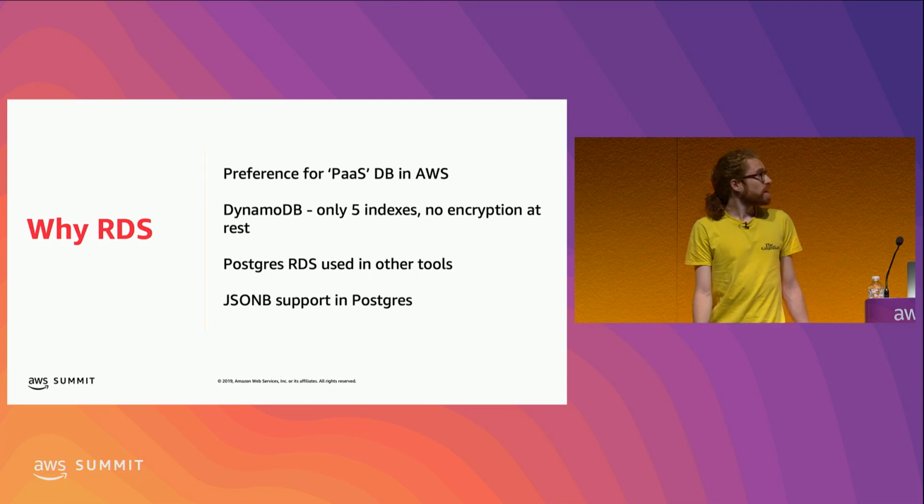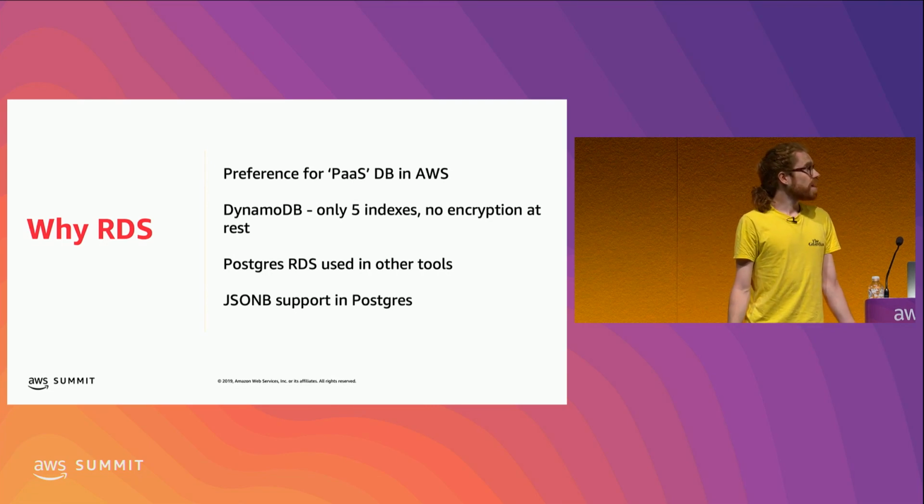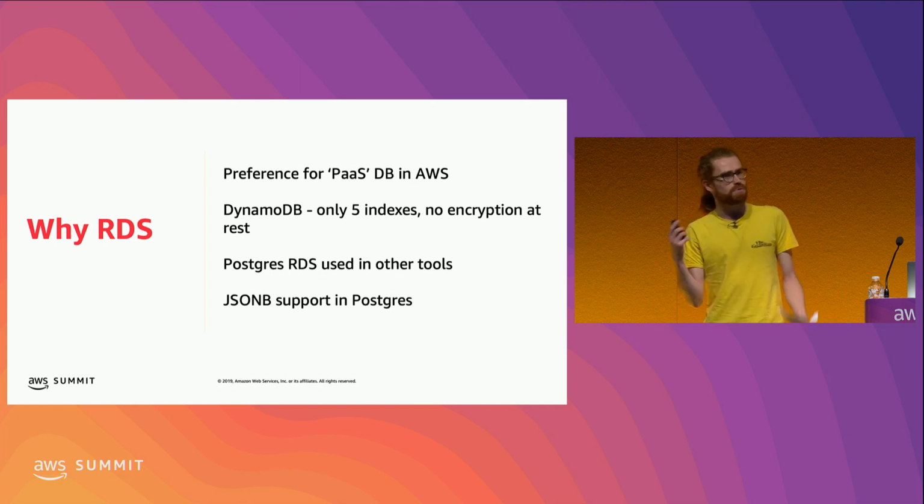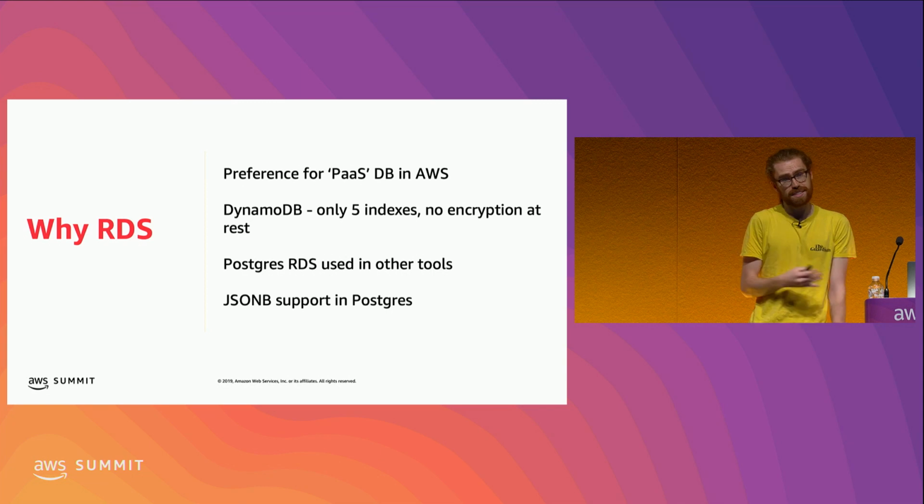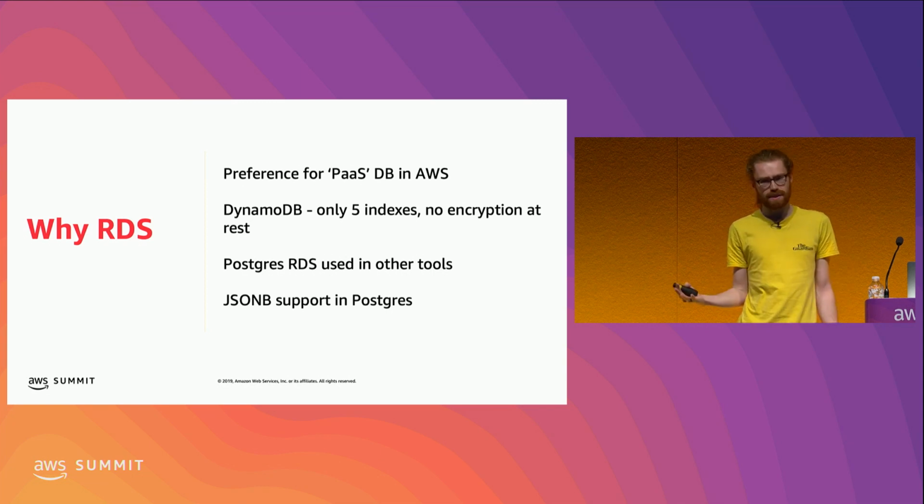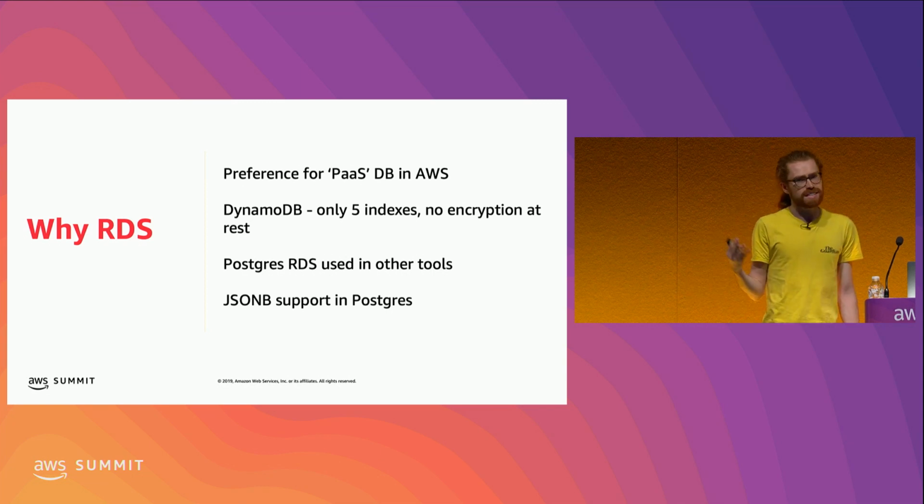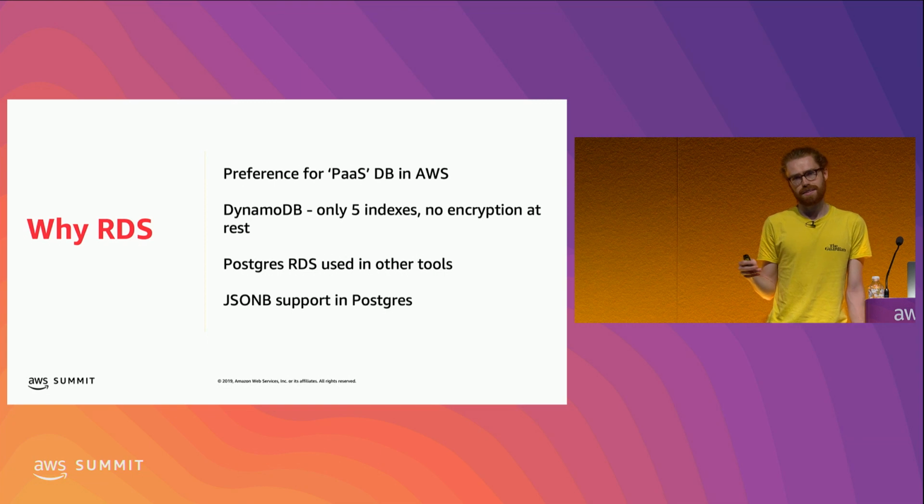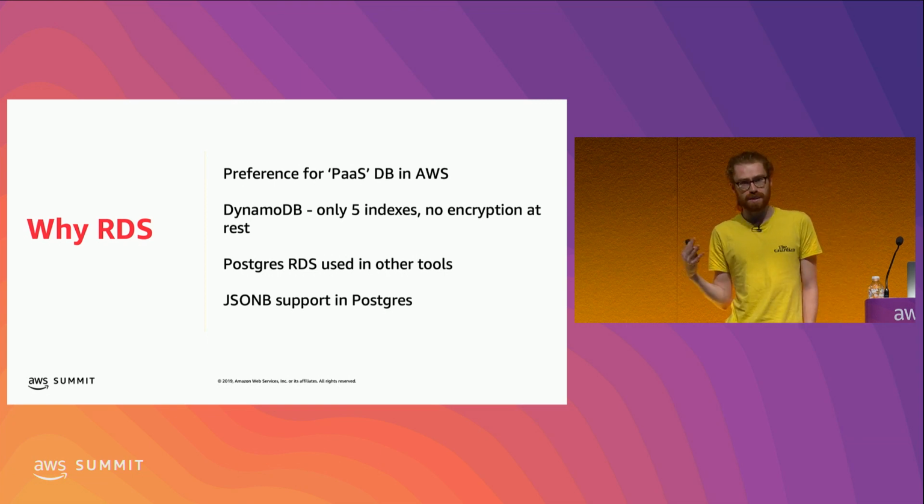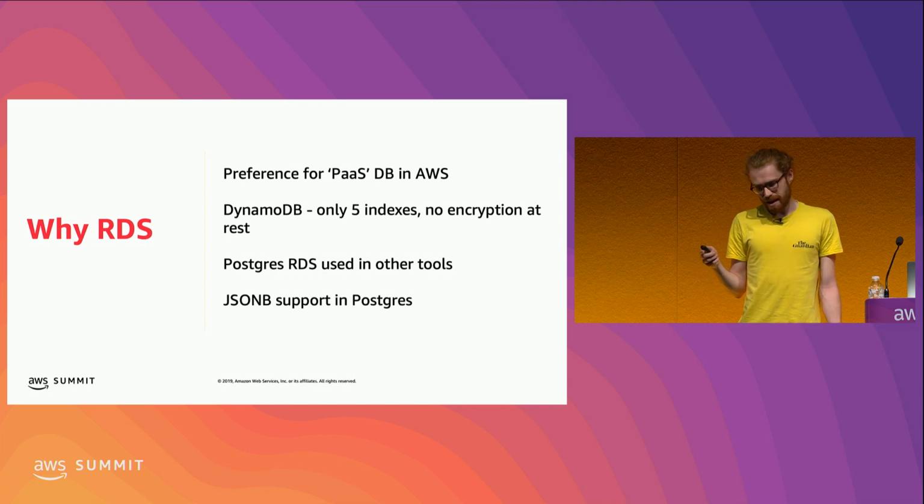So how did we end up picking RDS? As I mentioned, we had a preference for using something within Amazon Web Services because we were using it so heavily elsewhere. But we did consider other platforms as well. At the time, none of them supported the hard requirement we had for encryption at rest.